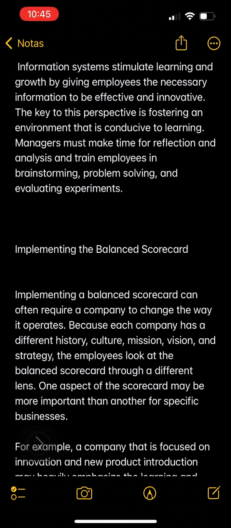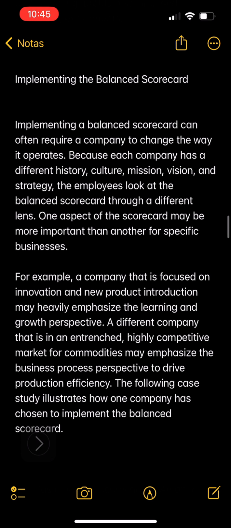Implementing the balanced scorecard. Implementing a balanced scorecard can often require a company to change the way it operates. Because each company has a different history, culture, mission, vision, and strategy, the employees look at the balanced scorecard through a different lens. One aspect of the scorecard may be more important than another for specific businesses.